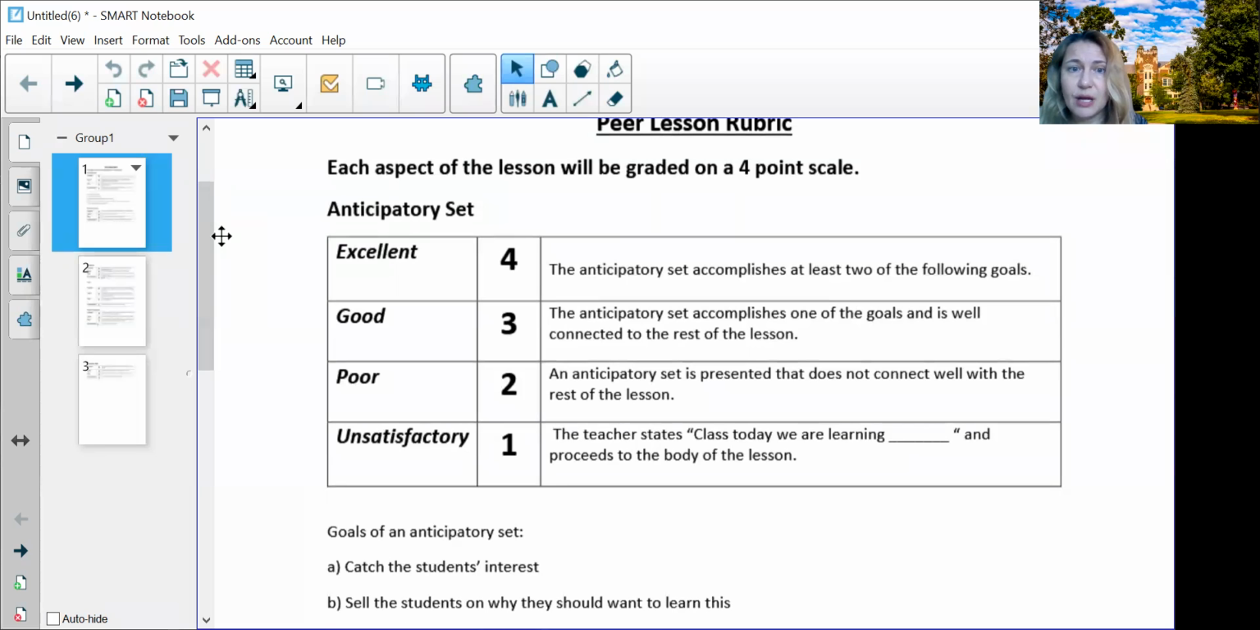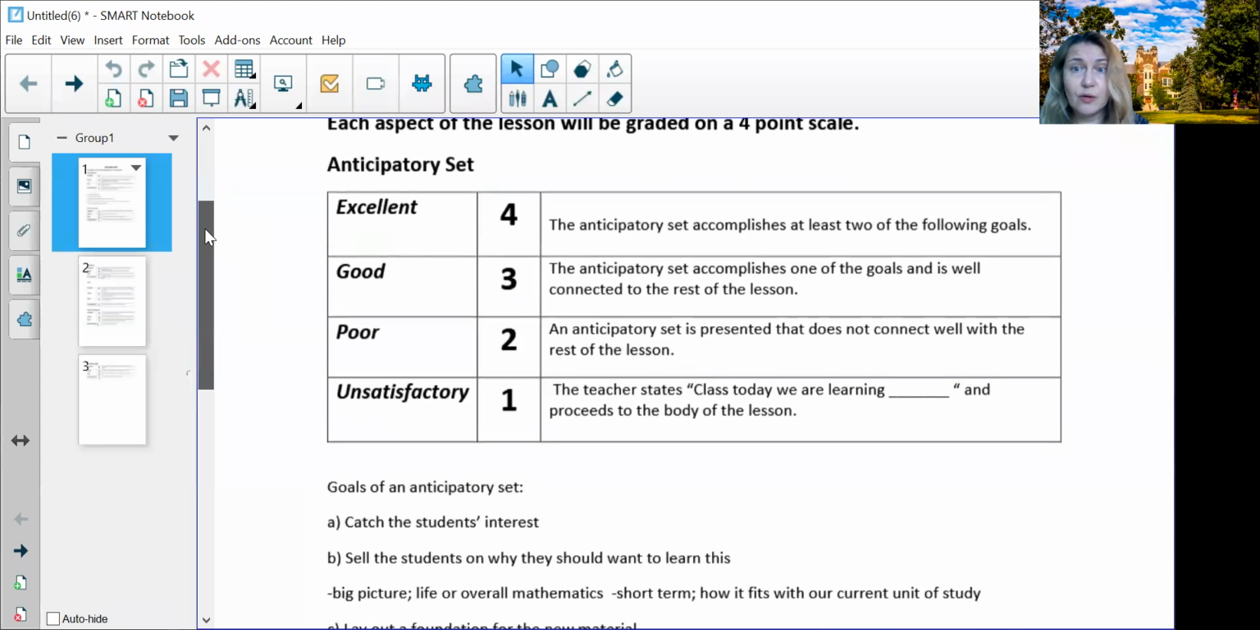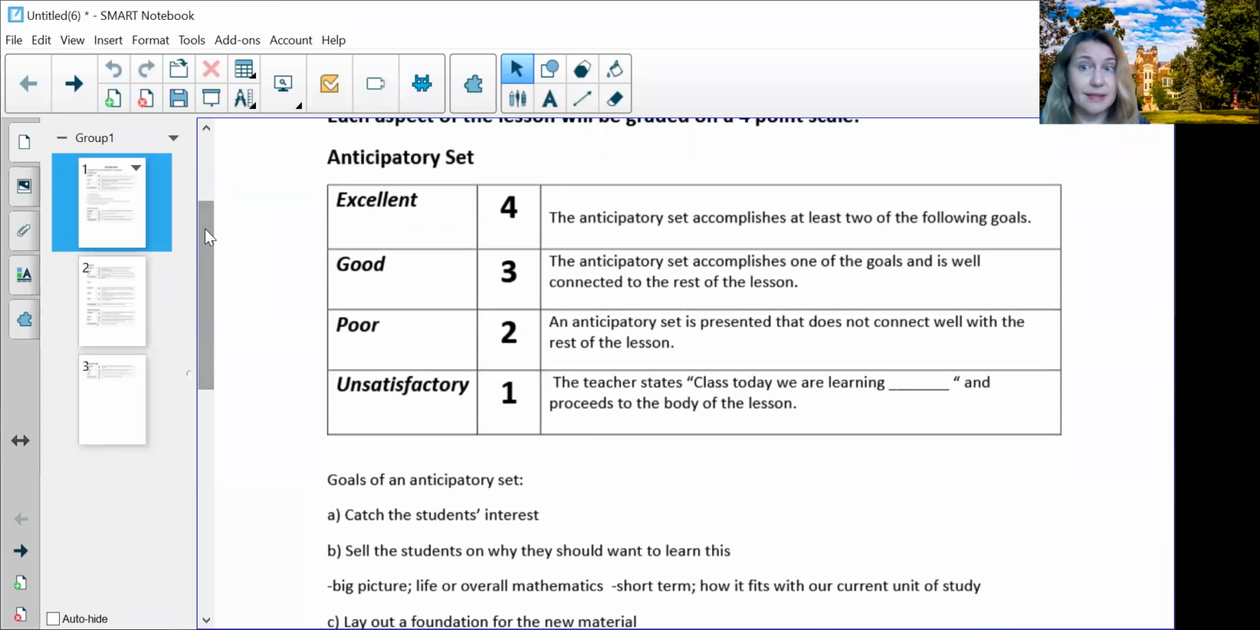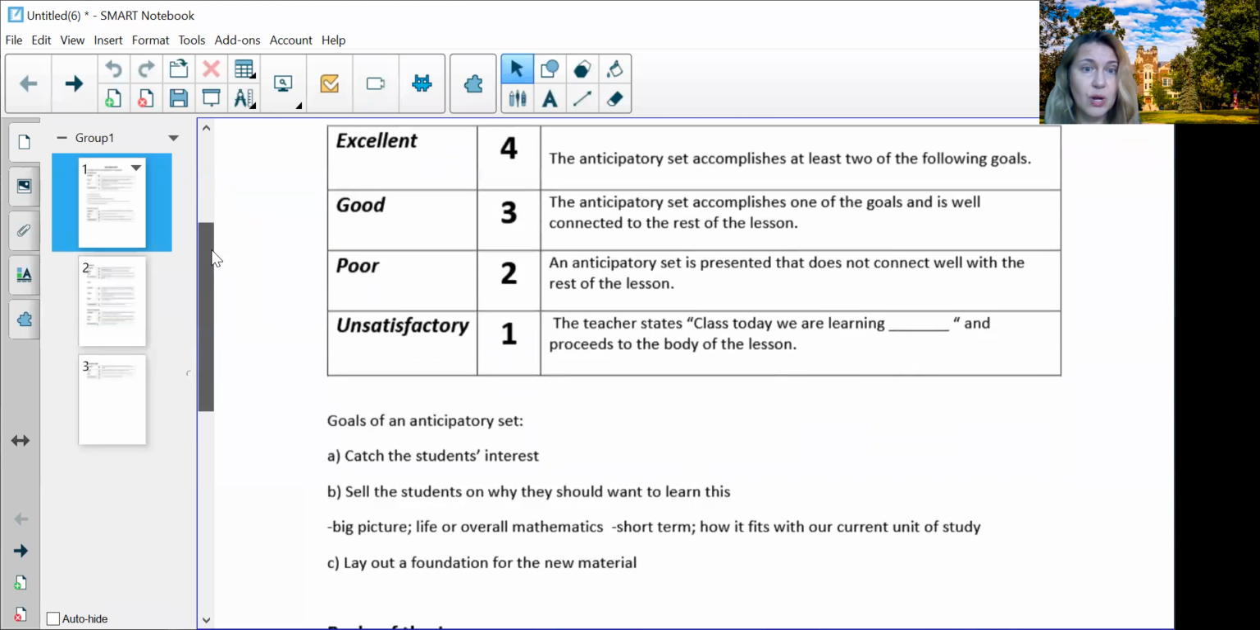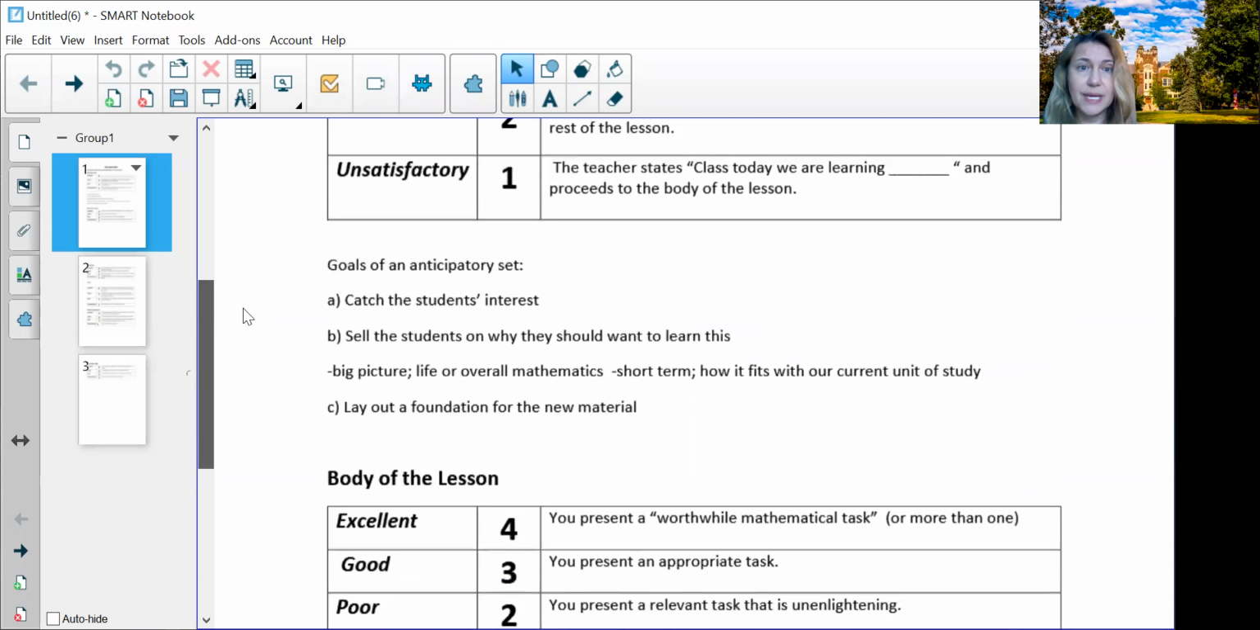So notice what is unsatisfactory, right? I've seen this anticipatory set more times than I care to count: just saying, okay, class, today we're doing this, and then you just get into the body of the lesson. That would be considered an unsatisfactory anticipatory set. So you're supposed to be trying to meet as many of these goals as possible.